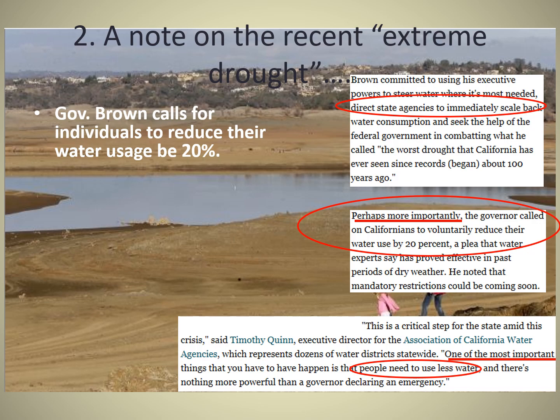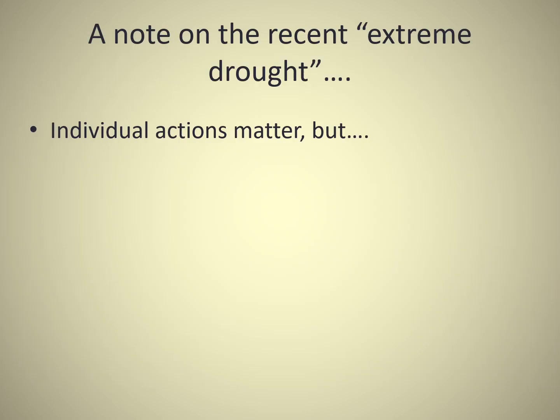Okay, so notice that they briefly mention state agencies and larger organizations, but the main focus, where the most important impact is going to be, is individuals. Individual actions do matter. Turning off the tap, recycling, taking shorter showers, get rid of your lawn. It adds up. It does matter.